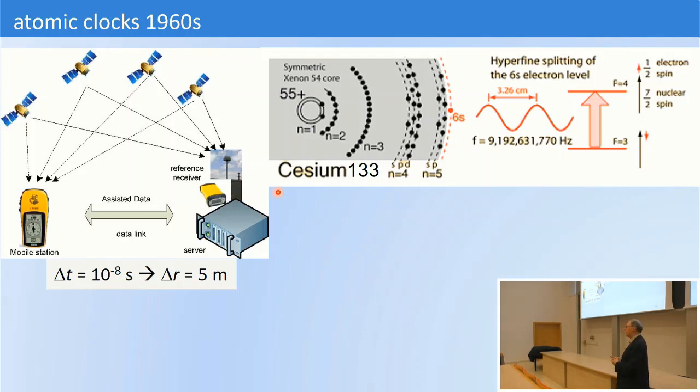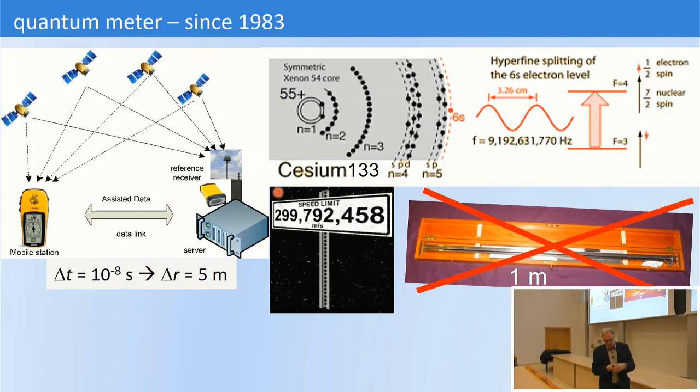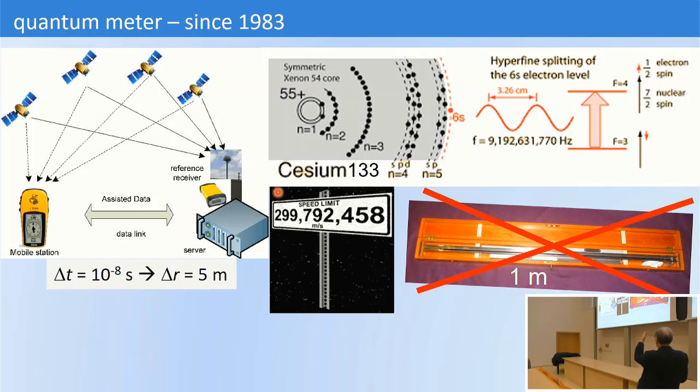They do not change over time. And therefore, it was decided that this hyperfine transition of cesium is the base for the unit of the second. And it was also decided that the velocity of light, which is not known with 10 digits, should be given a fixed number, and in that way we have the definition of the meter, of course.